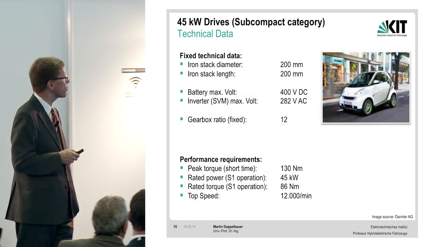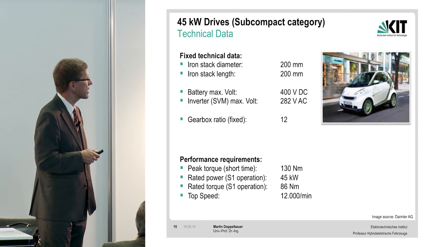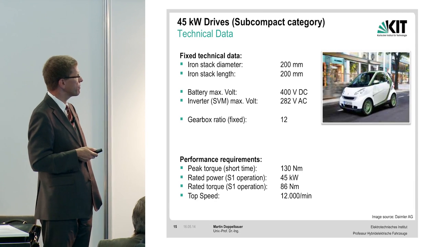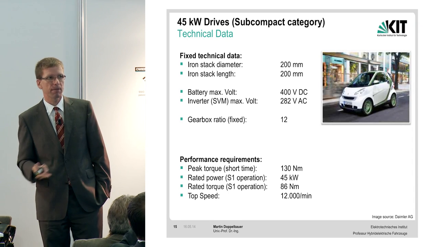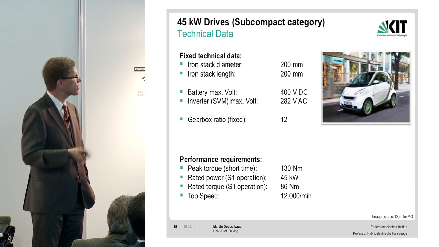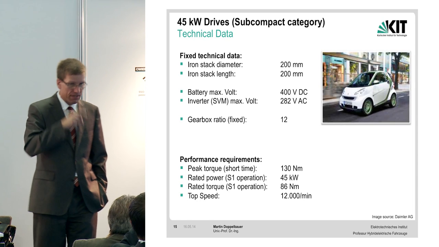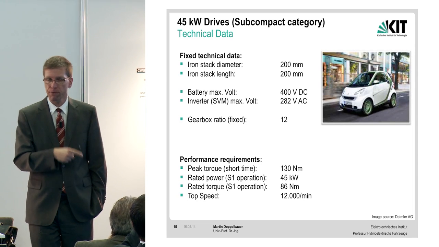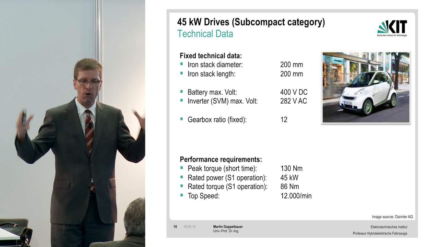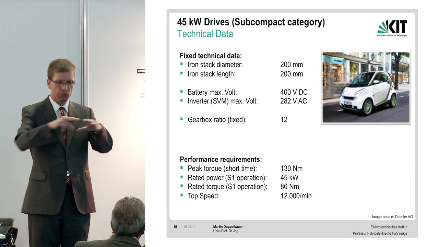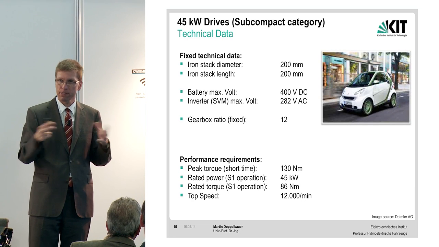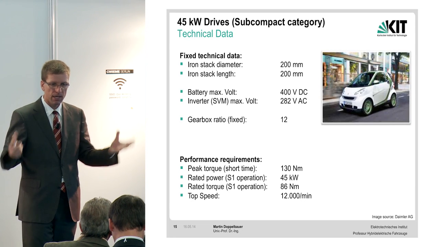So second comparison, 45 kilowatt drive, subcompact category. You see an electric smart vehicle there. It was not for that particular car. This is just an exemplary picture. It was for a similar car. This comparison was different than the first one. In the first one, the outer dimensions were given, and we had to design the machine into the available space as good as possible.